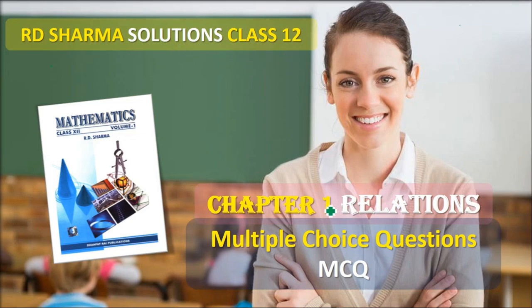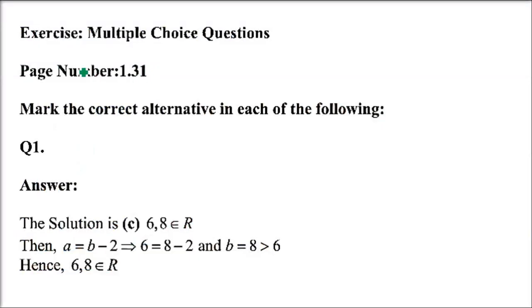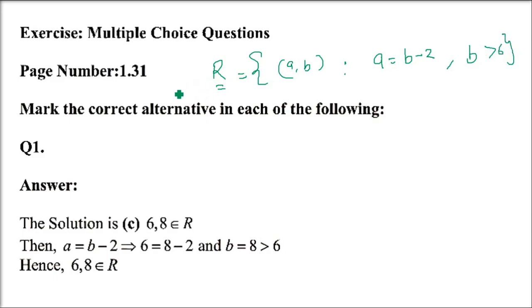This is RD Sharma solution, class 12, chapter 1 relation, multiple choice questions (MCQ) we are looking at. The first question is, let R be a relation on set N given by, so this R is given by, relation is always a condition, so this is (A, B), where A is equal to B minus 2 and B has to be greater than 6. And the important part is this is on natural numbers. Natural numbers are counting numbers.